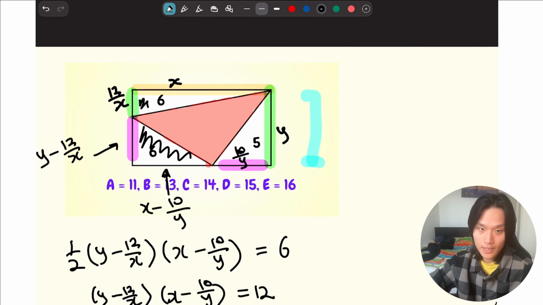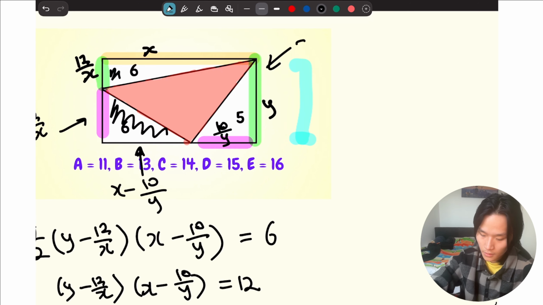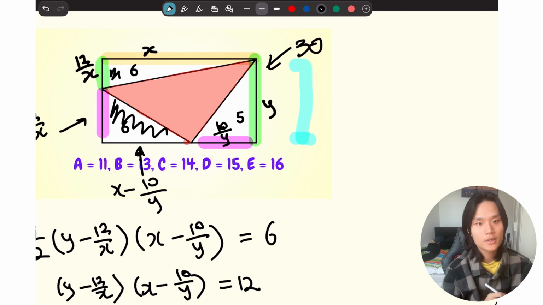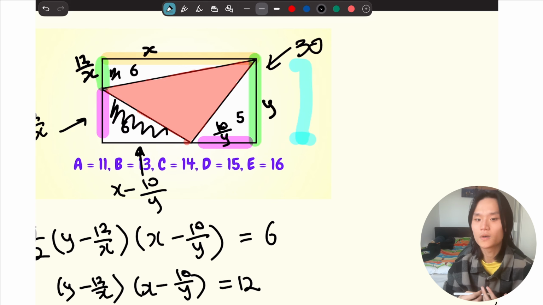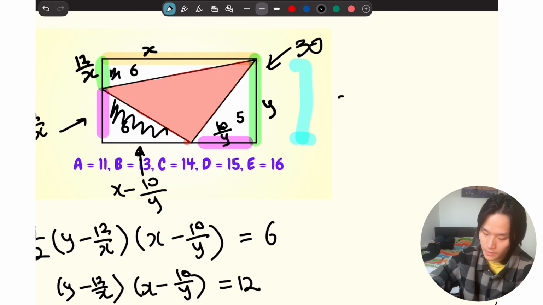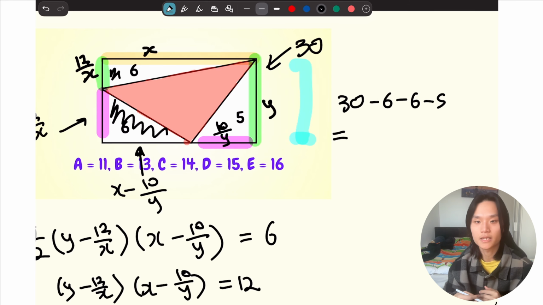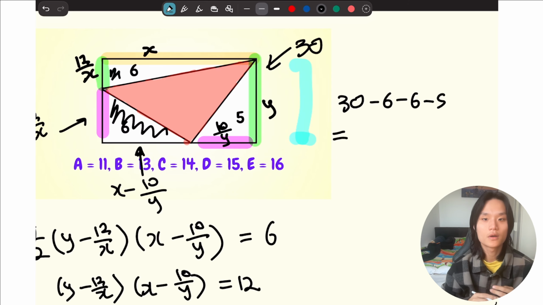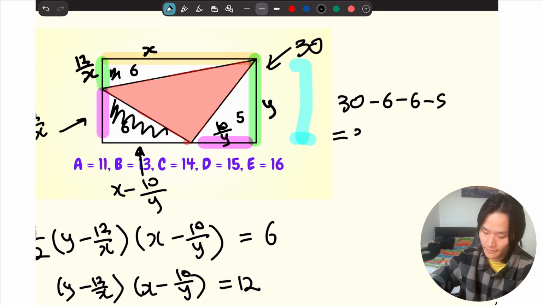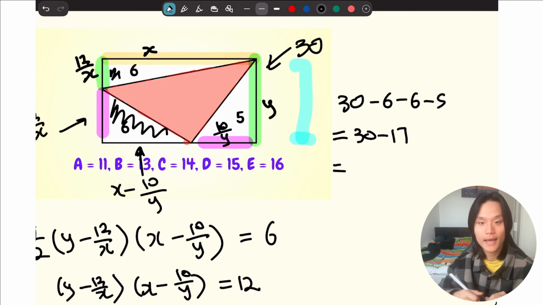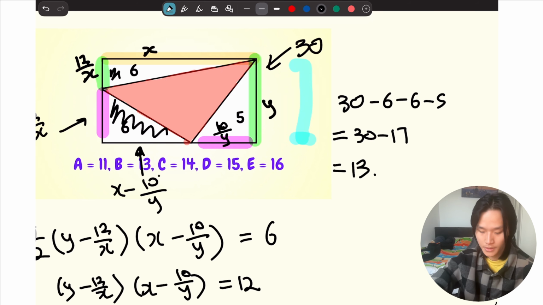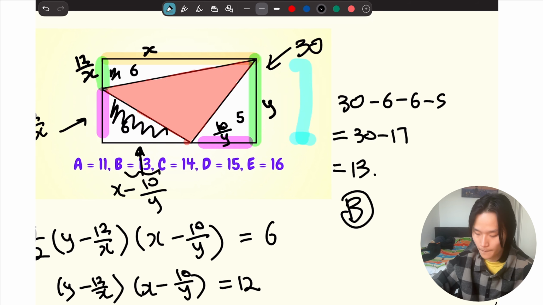Now looking at the diagram again, if we know the whole thing has area 30, then to find the area of the triangle in the middle, all we have to do is to take 30 and subtract 6, another 6, and another 5. And what is the answer? Well, 6 plus 6 plus 5, that's 12 plus 5, that's 17. So 30 minus 17, and that is 13. So our answer is B.